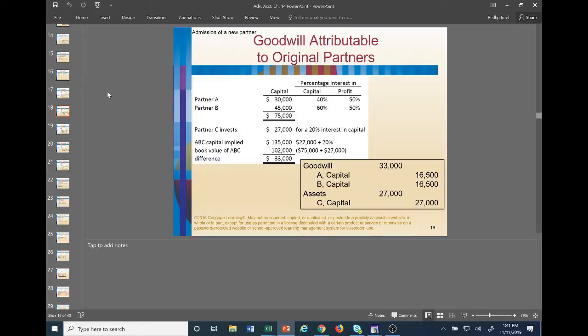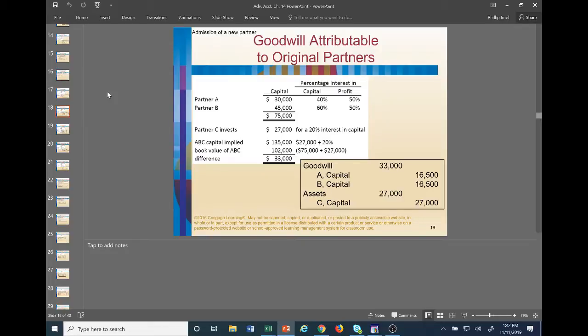Goodwill attributable to the original partners. Unrecorded goodwill may be identifiable. In the previous example, assuming there are no differences between the fair value and book value of recorded assets, the new partner's willingness to pay more than the proportionate book value of the new entity indicates that goodwill existed prior to the new partner's admission. The goodwill is recorded and allocated to the original partners according to their profit and loss ratio.